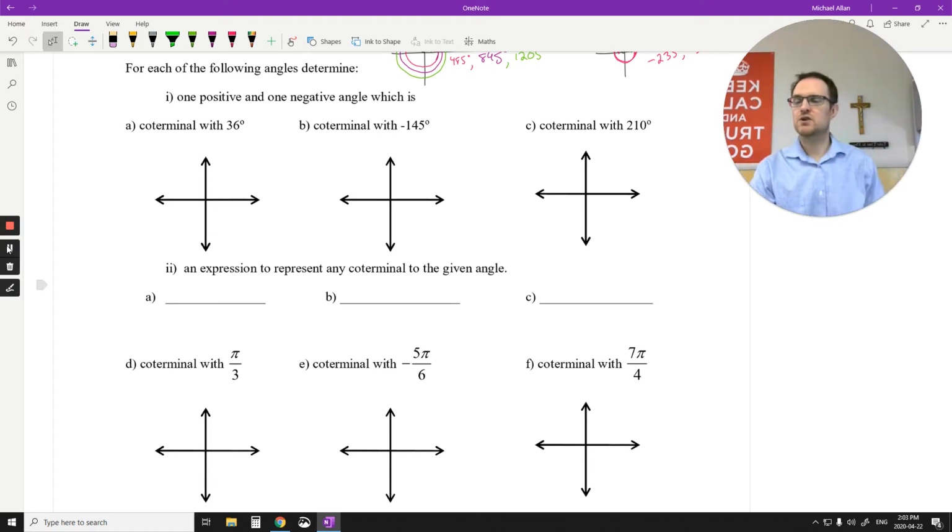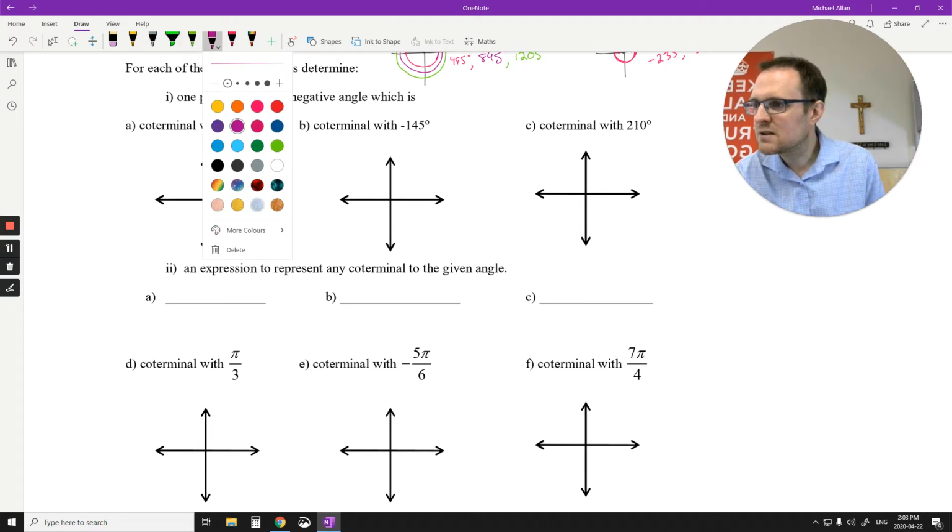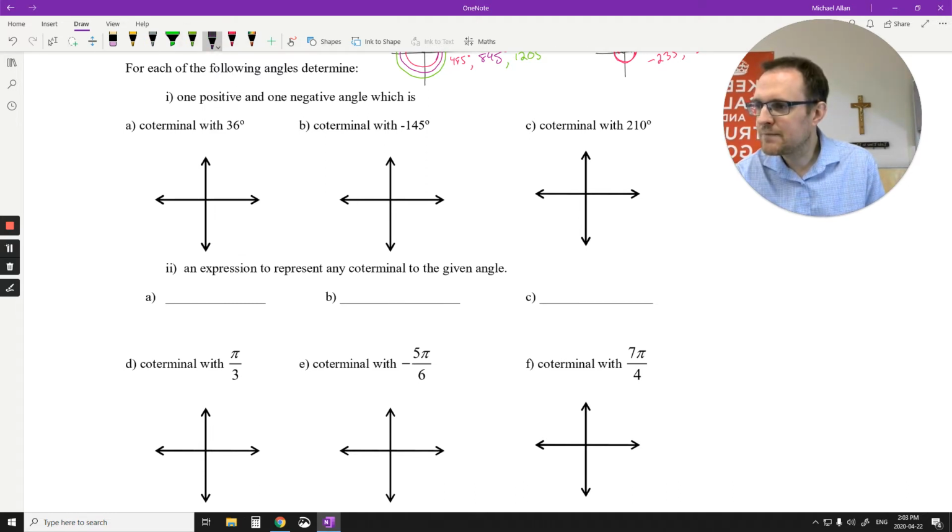Okay, so hopefully you tried that out. So we have 36. Maybe I'm going to draw these out first just to practice drawing standard position angles. So let me just get my black marker back out here. So there's 36. It lands in the first quadrant. Its reference angle is also 36, which is kind of convenient.